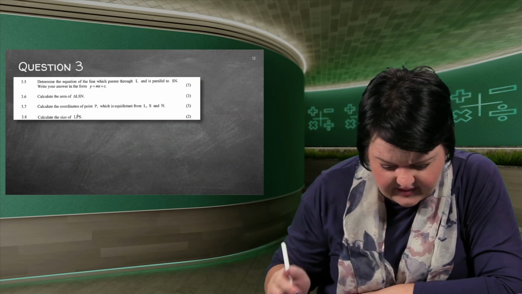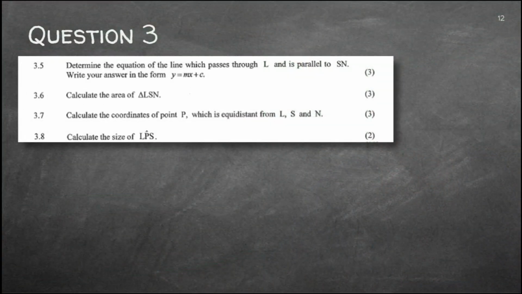Let's go on. Determine the equation of a line which passes through L and is parallel to SN. Write your answer in the form y is equal to mx plus c. So parallel then means that that line will have the same gradient. So we already know that the m is equal to 4 over 3. So I can already say that y is equal to 4 over 3x plus c. So how will I get the c value?